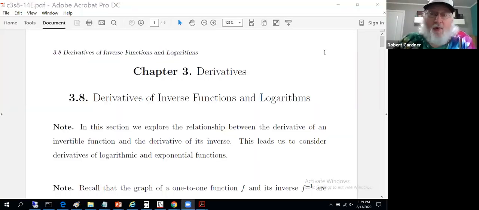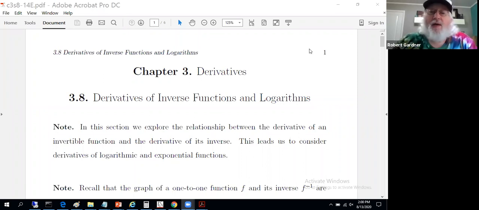On to section 3.8, derivatives of inverse functions and logarithms. Okay, so got a little bit more stuff to do with the implicit differentiation before we get to the applications. The big goal in this section is to differentiate really logarithms, and in the next section we'll differentiate the inverse trig functions. And that'll pretty much be it for differentiation. You'll know all the functions that you'll be differentiating, and you'll know all the techniques of differentiation.